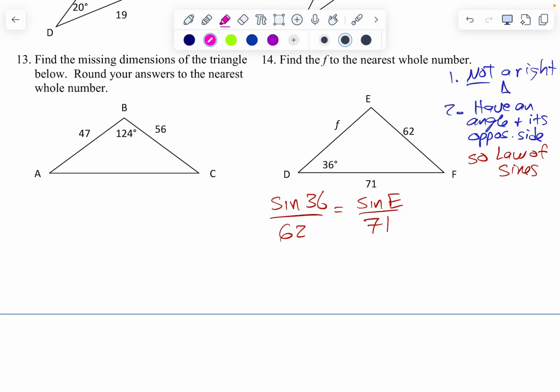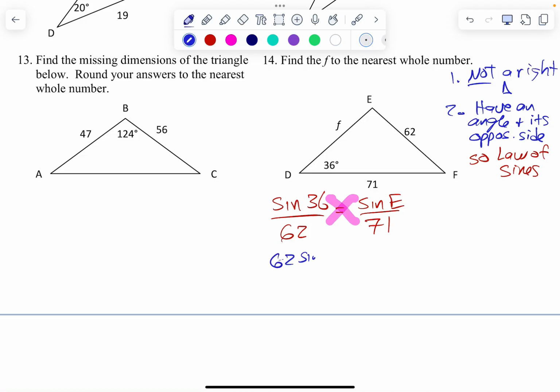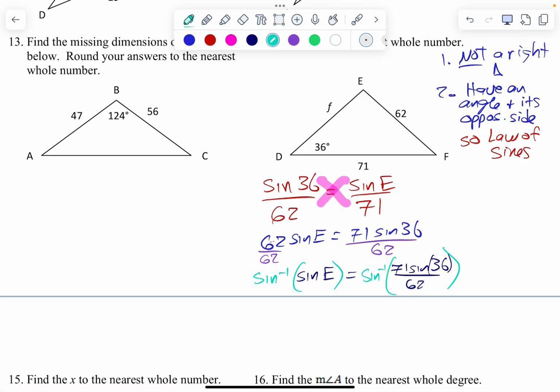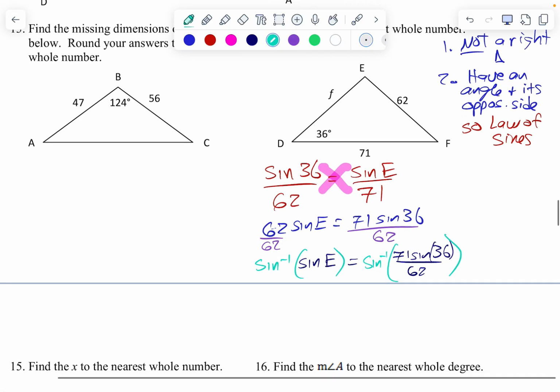Okay, so we take our cross products as usual, and we get 62 sine of E equals 71 sine 36. And then we want to get sine of E by itself, so we'll divide by 62. And we'll get sine of E there. Okay, how do we undo sine? Inverse, so we'll do sine inverse on both sides. And that whole right side goes into our calculator.